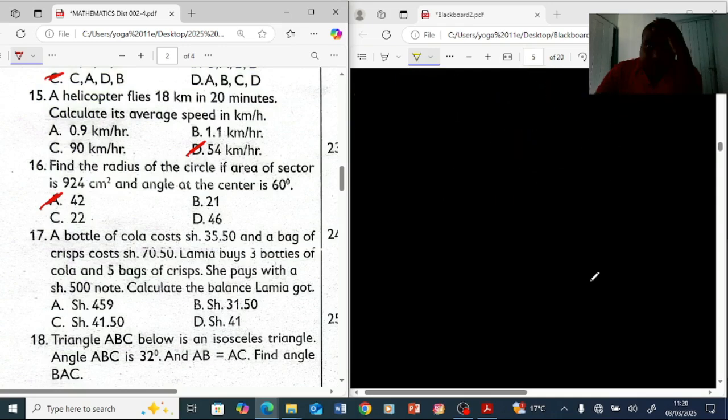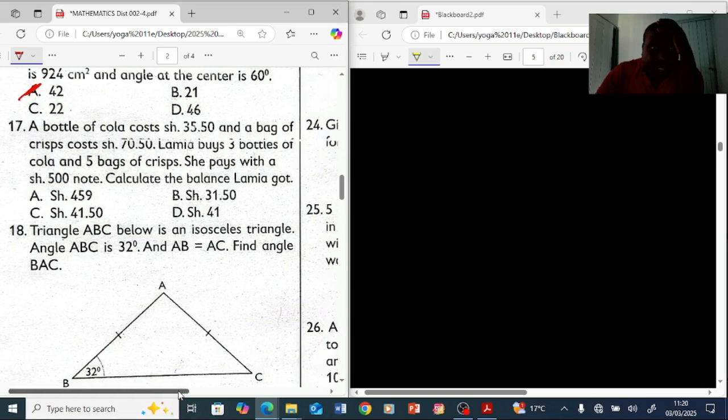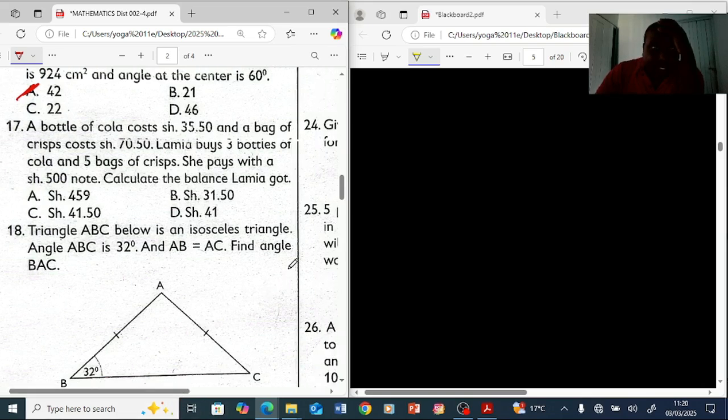A pot of cola costs 35, and a bag of crisps costs 7. Lamia buys 3 bottles of cola and 5 bags of crisps. She pays with a 500 note. Calculate the balance Lamia got.